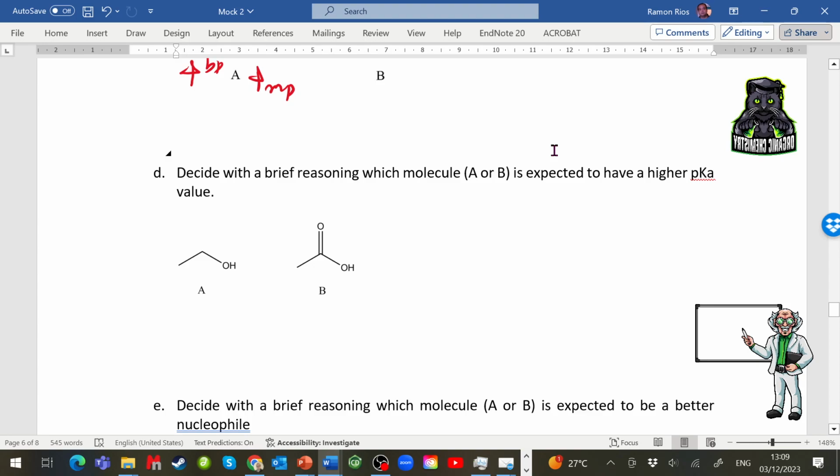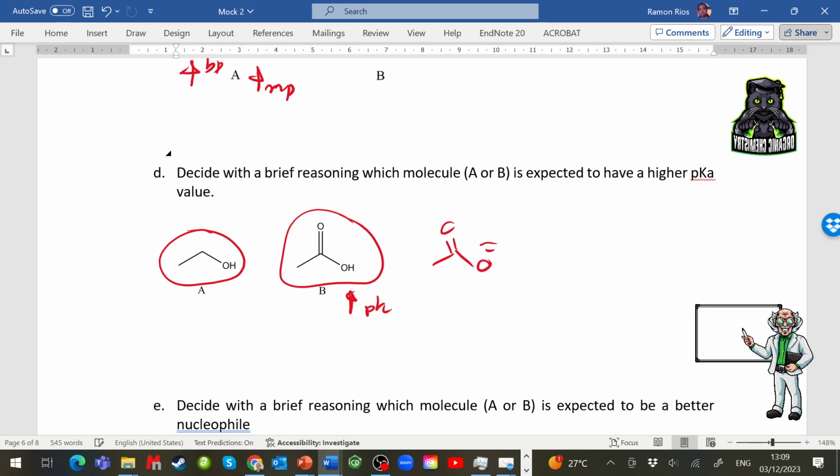Okay, D. Decide with a brief reasoning which molecule, A or B, is expected to have a higher pKa. Well, A is an alcohol, and B is a carboxylic acid. The carboxylic acid is the stronger acid, and we can justify it because if we check its conjugate base, we can draw a resonance form that makes the conjugate base more stable, and for this reason more acidic.